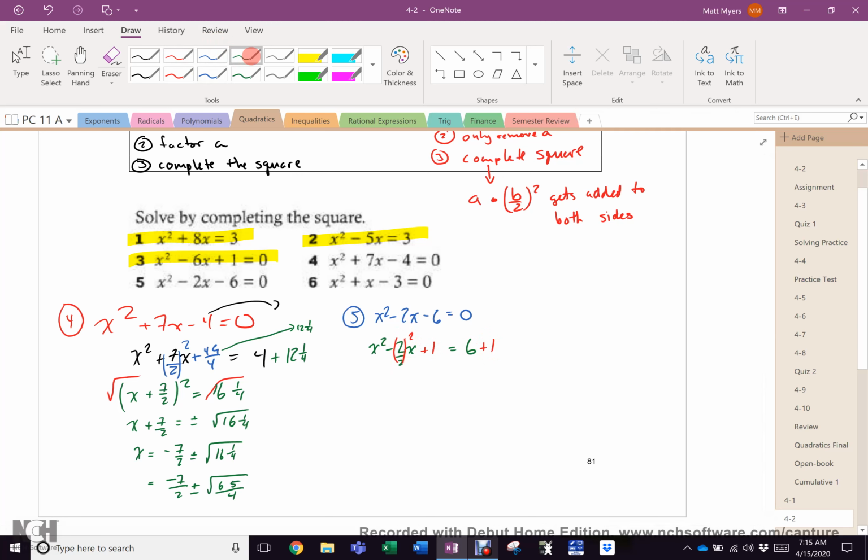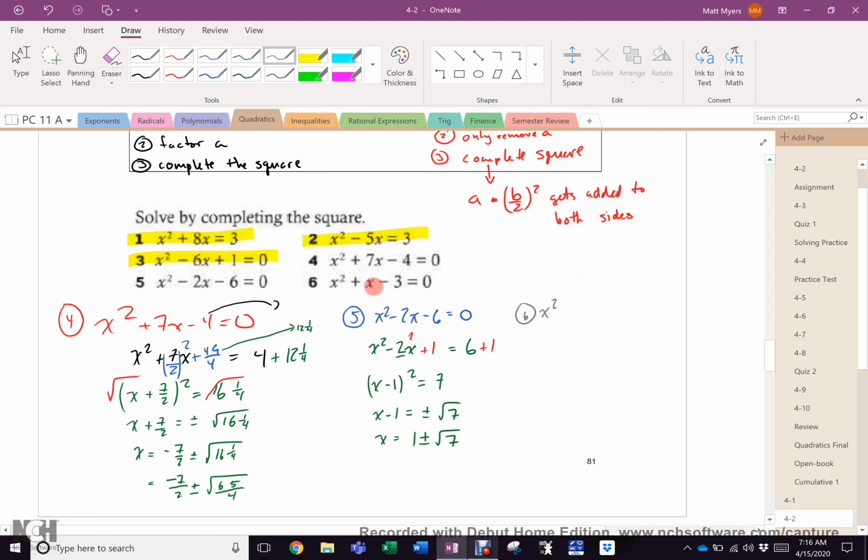So now I've got x minus 1 squared equals 7. X minus 1 equals plus or minus the root of 7. X equals 1 plus or minus the root of 7. And lastly, number 6. X squared. Now, I'm going to eliminate a step here.